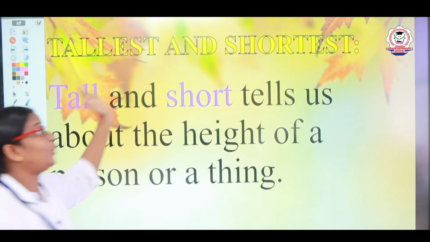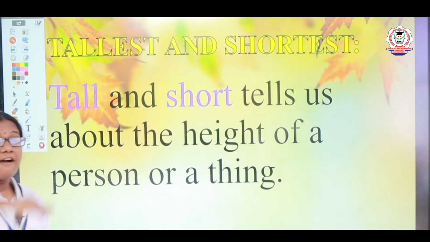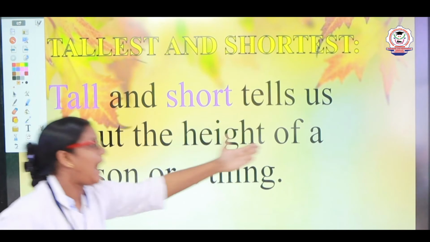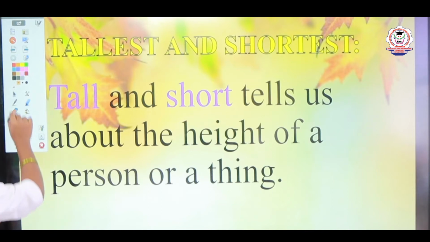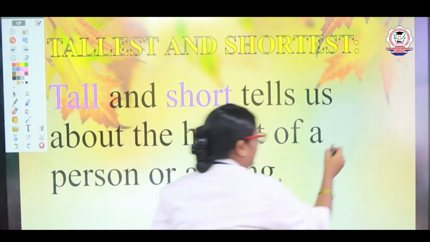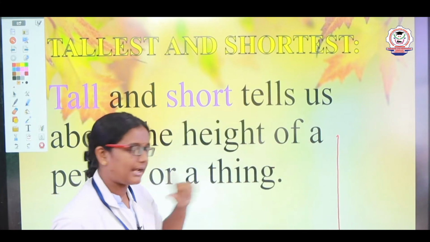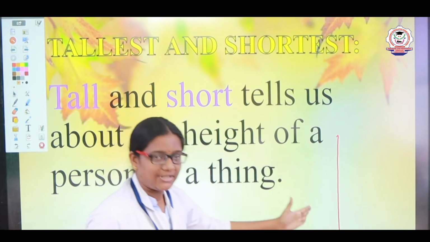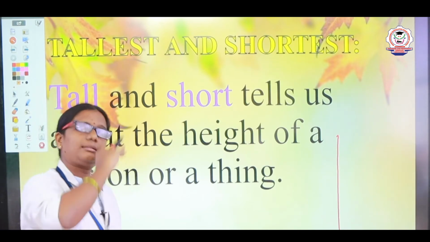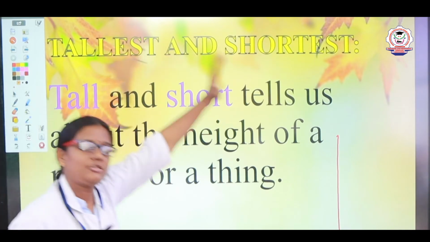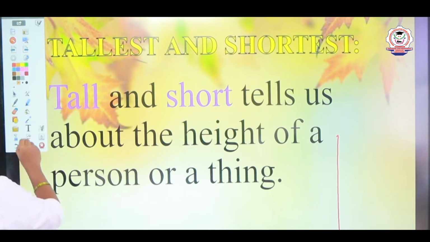Then, we are going to see about tallest and shortest. It tells us about the vertical length. It tells us about the height of a person or a thing. Height means vertical line. What is a vertical line? It is a standing line, right? This is also called as vertical line. So, to measure the height of an object or a thing, we call it as tall and short.